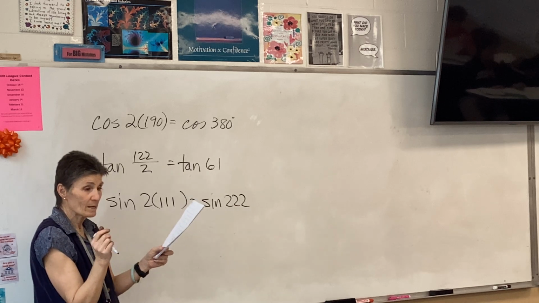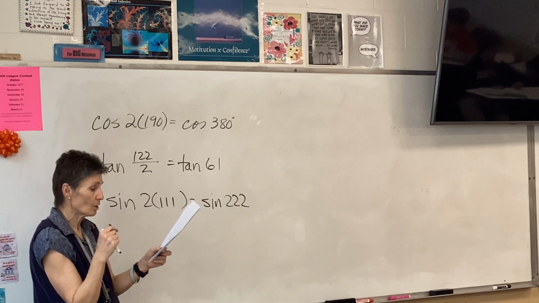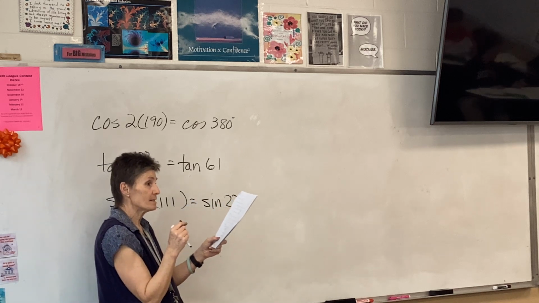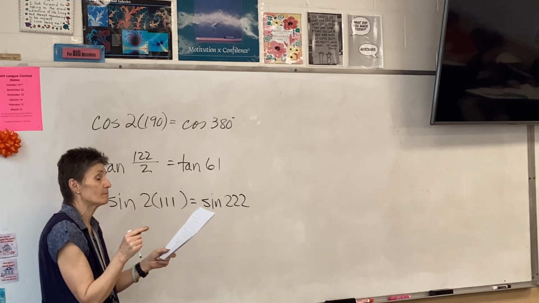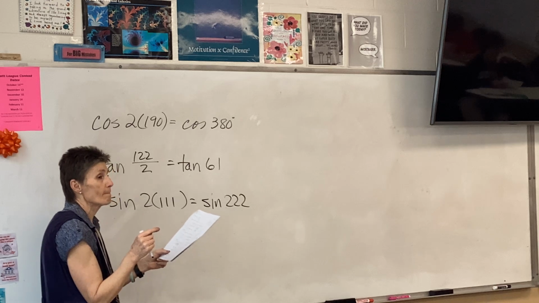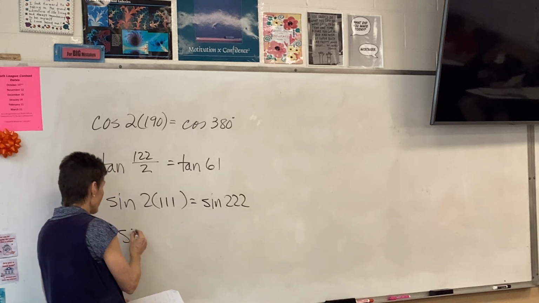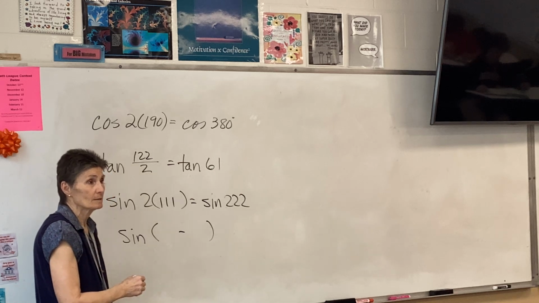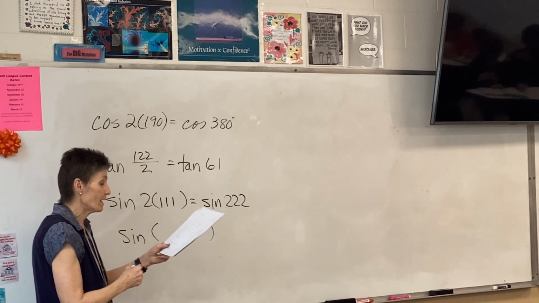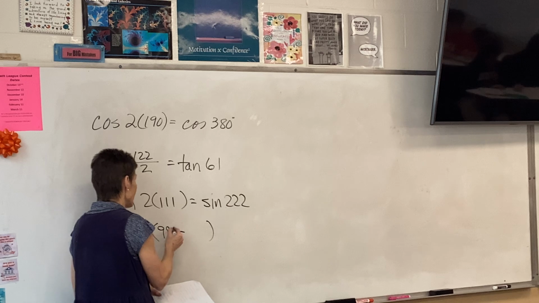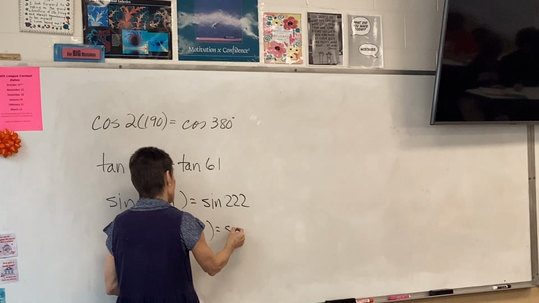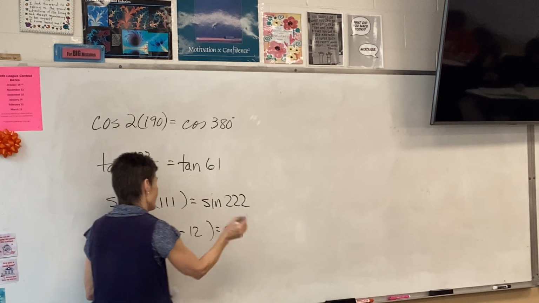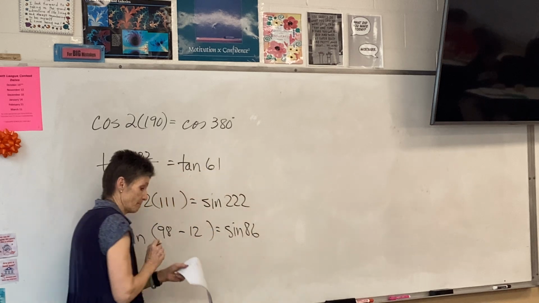All right. Now we have sine cosine minus cosine sine. Sine u minus v. That's a formula for the sine of an angle minus an angle. What are our u and v? 98 and 12. So this is the sine of 86.